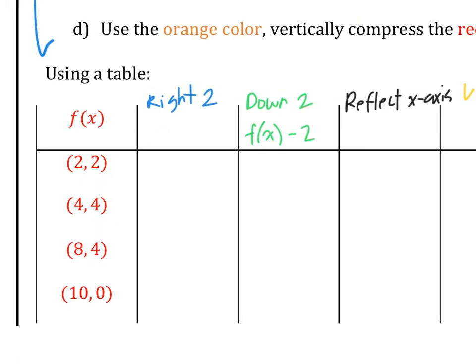Therefore, we can predict how this graph is going to look. Moving down 2 means we're taking all the y values and subtracting 2. So that's going to be (2, 0), (4, 2), (8, 2), and then (10, -2). And then you can double check to see if your points actually line up. They should.